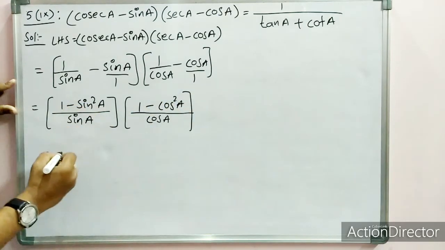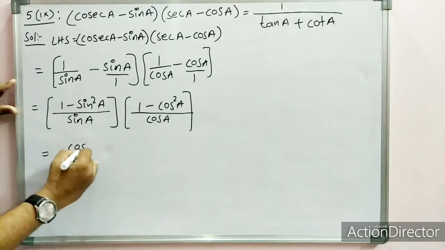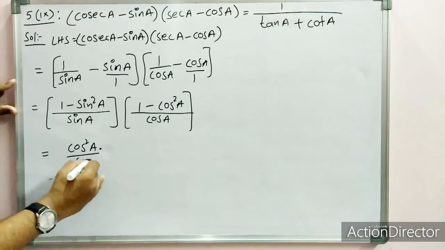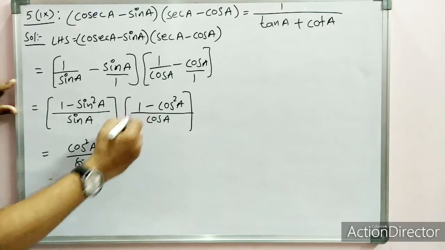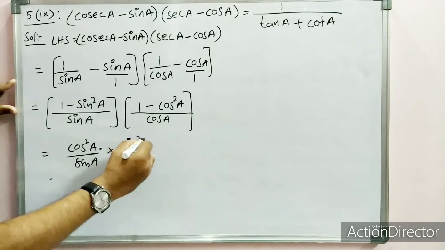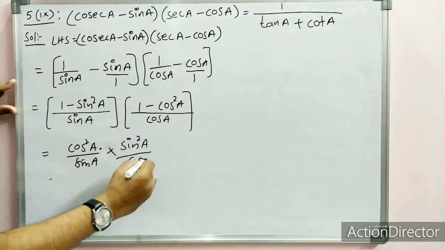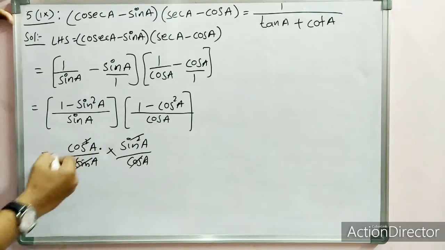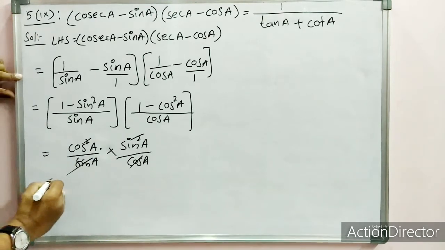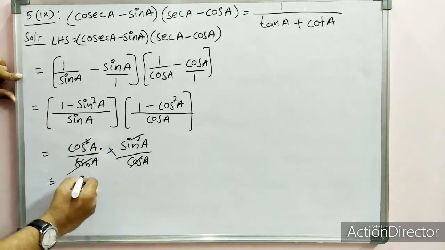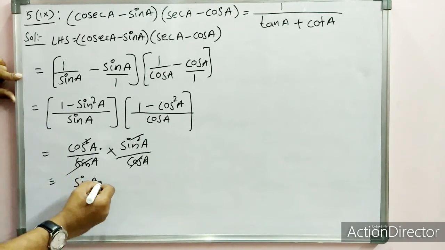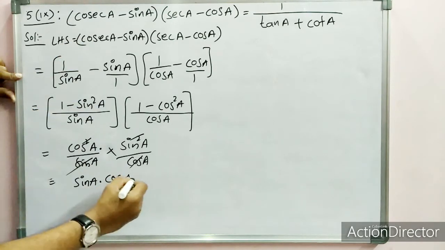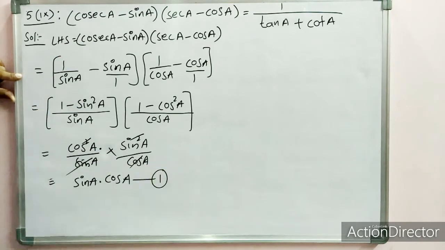Now 1 minus sine square A, from the first identity, I can write as cos square A, divided by sine A, into 1 minus cos square A, which is sine square A, by cos A. You see, in this one sine will be cancelled, and one cos will be cancelled. Therefore, cos A into sine A is the remainder here. Sine A into cos A is the result of LHS. Okay, now you take this as equation 1.